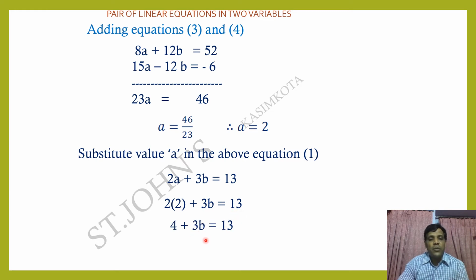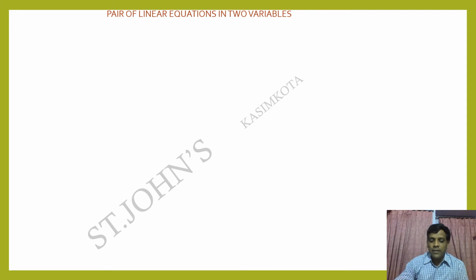Then 3b equals 13 minus 4, because 4 is on the LHS. Transposing 4 from LHS to RHS, it becomes minus. 3b equals 13 minus 4. What is 13 minus 4? 9. So 3b equals 9. Therefore, b equals 9 by 3. 3 ones are 3, 3 threes are 9. So b equals 3. Now we have the a value and the b value.